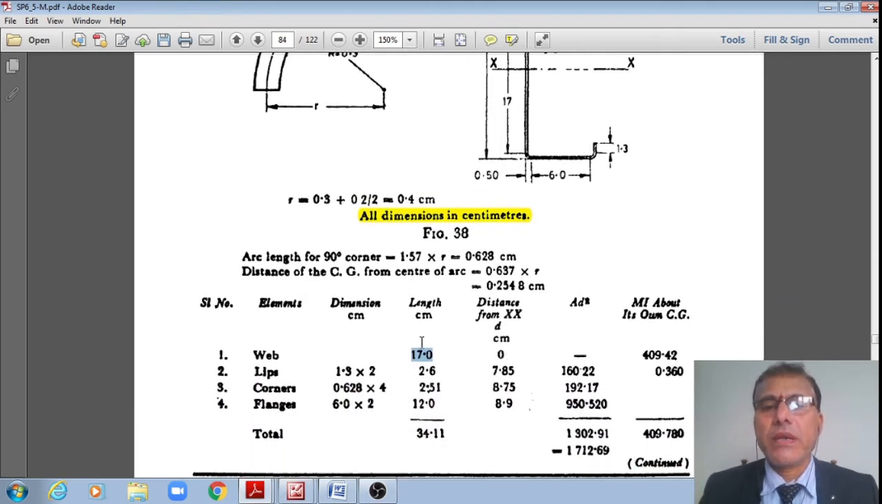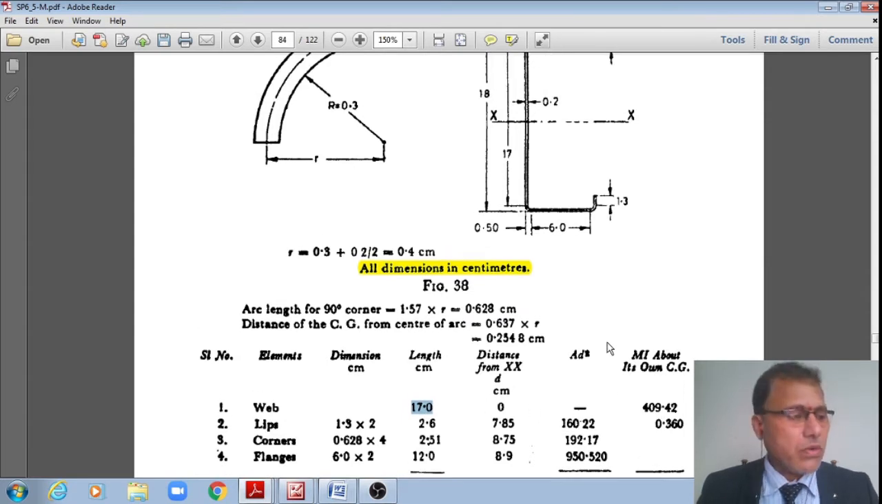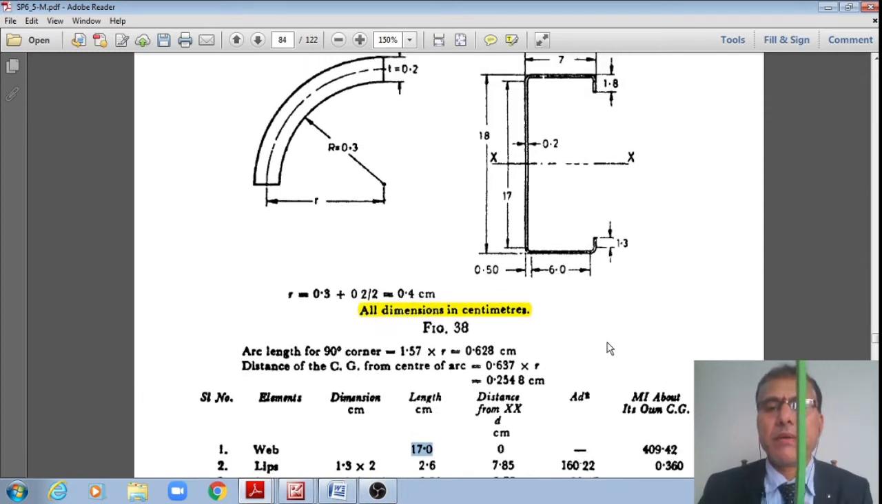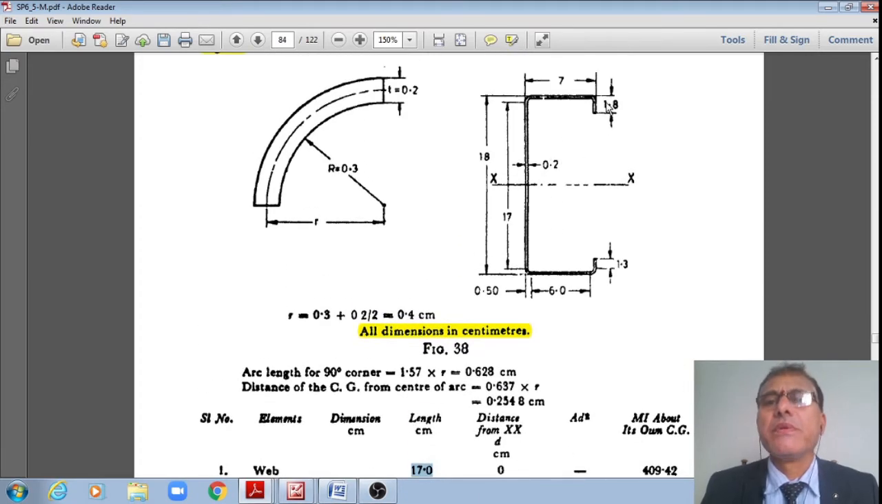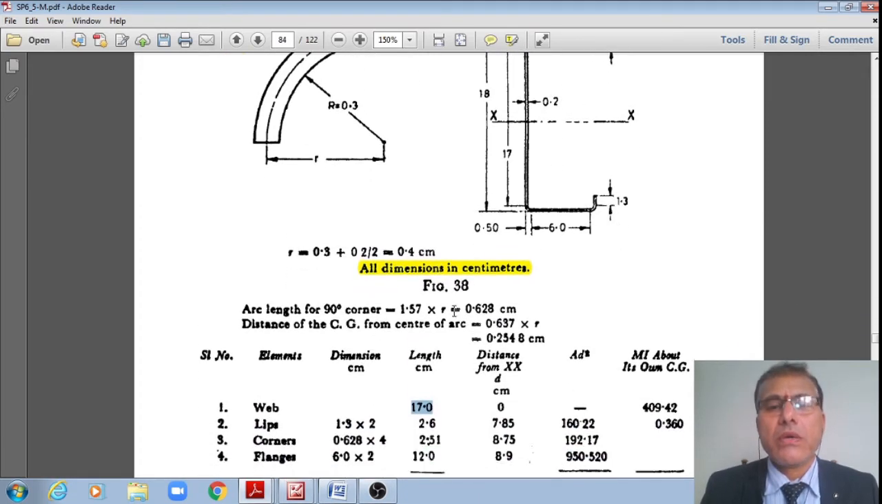Therefore, for A d square, to start with we will take only the length; later on we will multiply with the thickness. Therefore, length multiplied by d square is equal to 0. However, the moment of inertia about its own CG axis of this vertical web is B times d cubed by 12, where d means 17, so 17 cubed by 12. Now it works out to say 409.42. Now for the lips, we do have two lips, right?